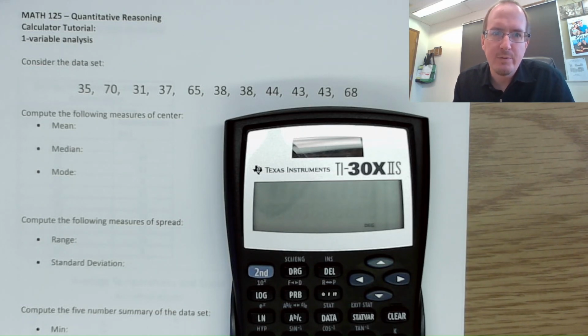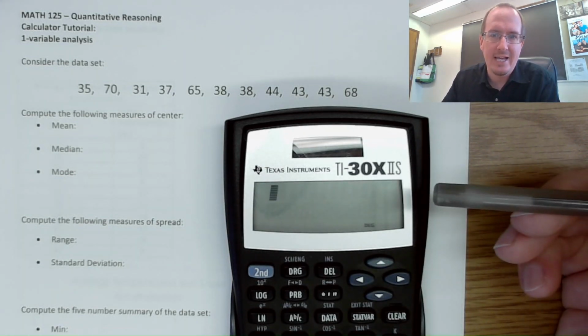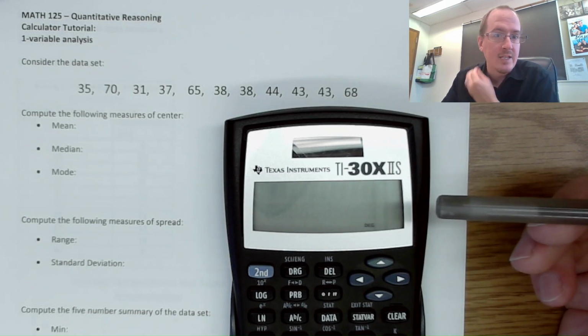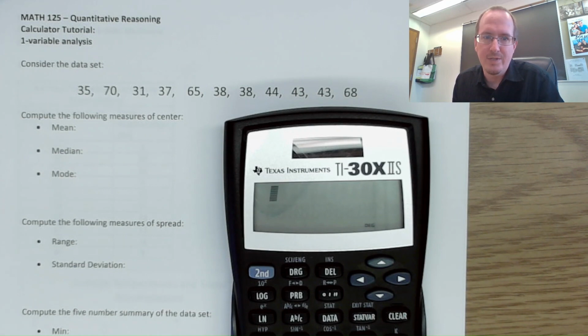In this video, we will be looking at how to run a one-variable analysis in a basic scientific calculator like the TI-30X2S model. So we have a data set, and we want to compute the mean, median, mode, range, standard deviation, as well as a 5-number summary using this calculator.